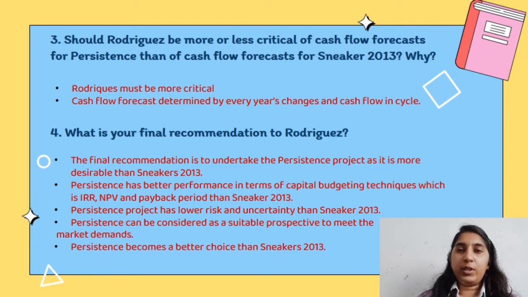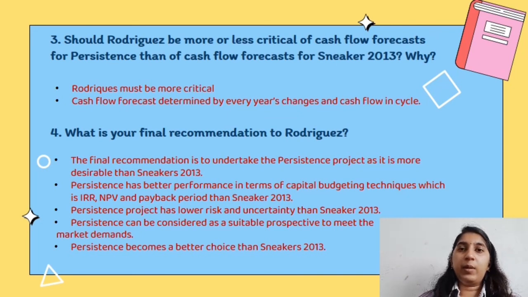And for question number 4, the final recommendation is to undertake the Persistent project, as it is more desirable than Sneaker 2013. Looking from the financial and investment perspective, Persistent has better performance in terms of capital budgeting techniques, which are IRR, NPV, and payback period, than Sneaker 2013. Since NPV is the first priority primary investment criterion, it is important to undertake a project with a higher NPV. In this case, we choose Persistent.